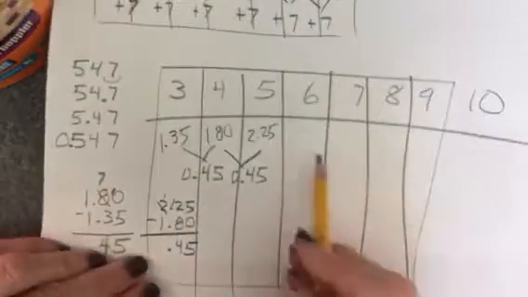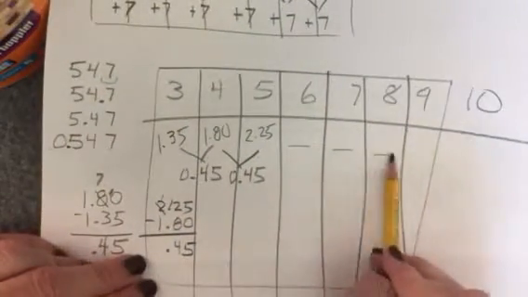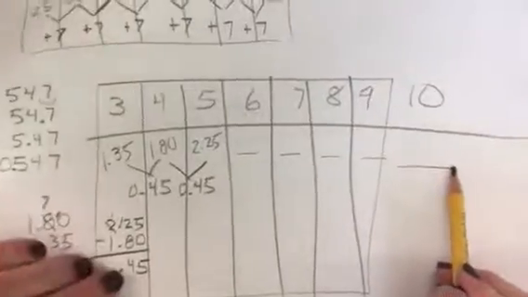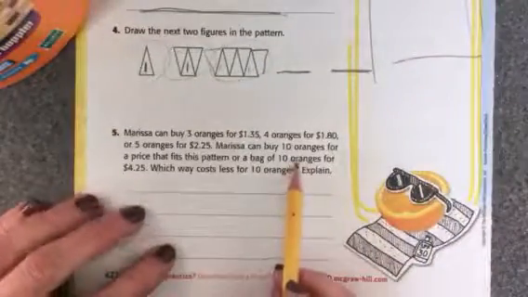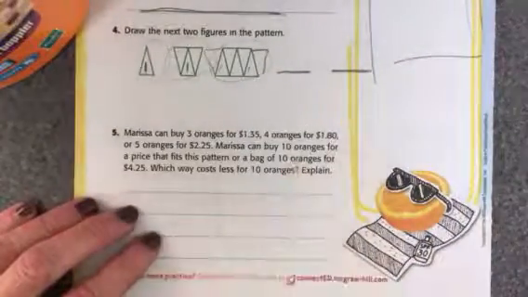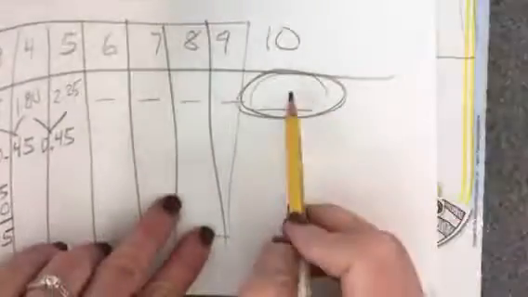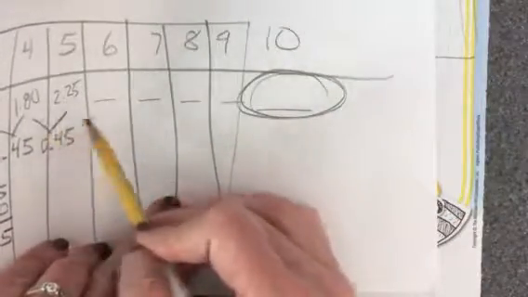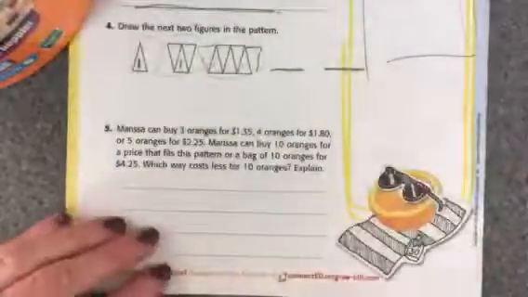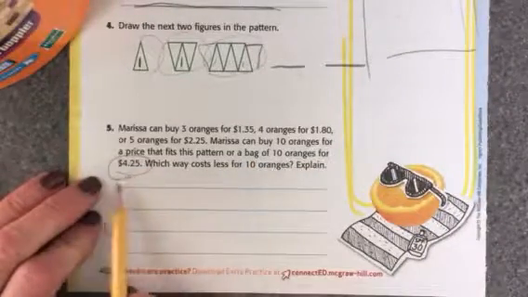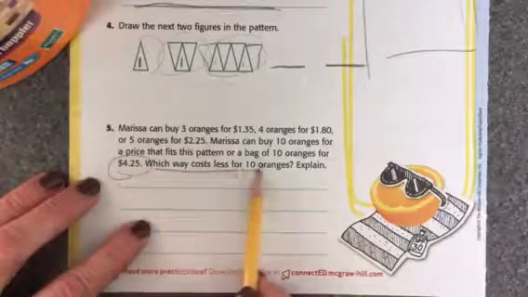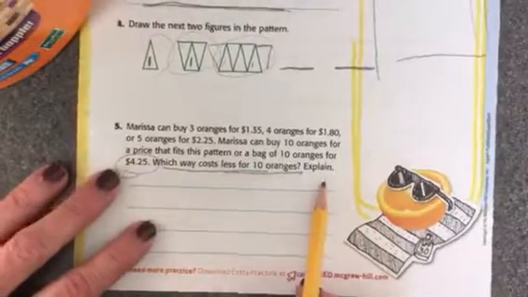Okay, so I'll need to find out what each of these numbers is until I get to this answer. Once I have this answer, I need to decide which one is better. Is this the best price to do it this way, add 45 cents each time? Or is it better to buy a bag of 10 oranges for $4.25? Which way costs less? And then you'll tell why it costs less.